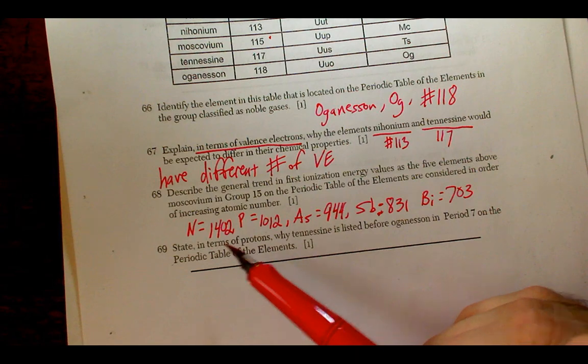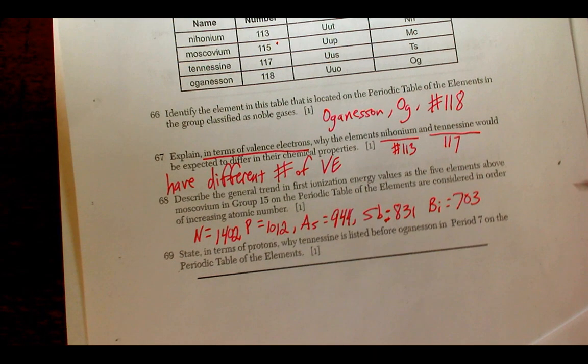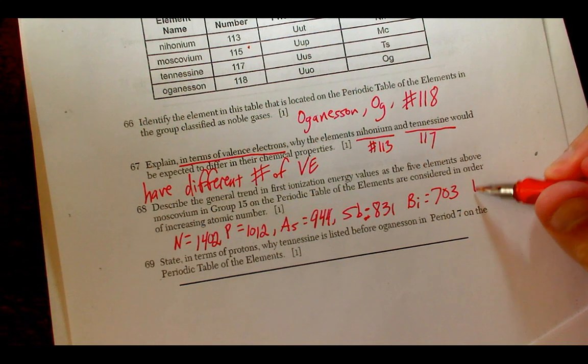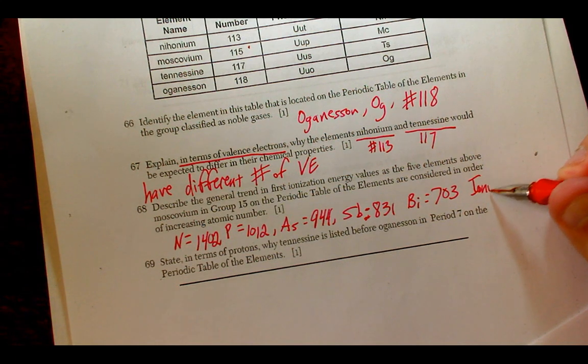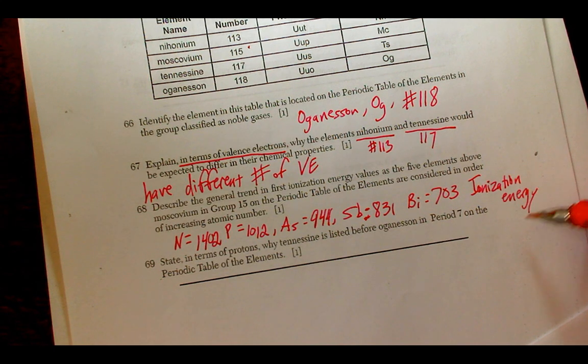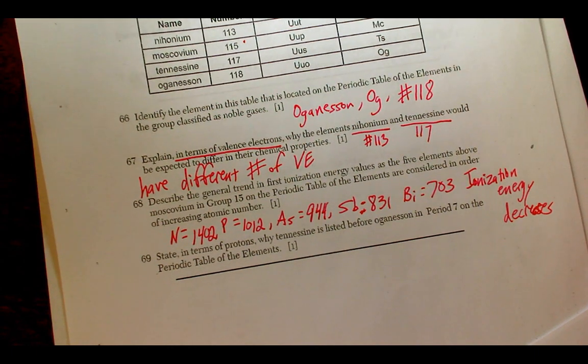So what's the pattern? What's the trend? 1402, 1012, 944. Our numbers are decreasing. So you could write, I'm going to write, ionization energy decreases. That's the pattern. That's the trend.